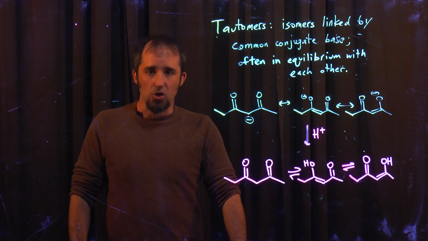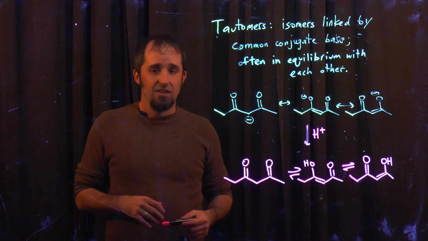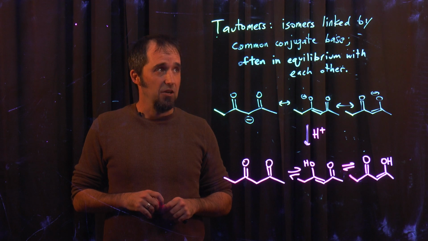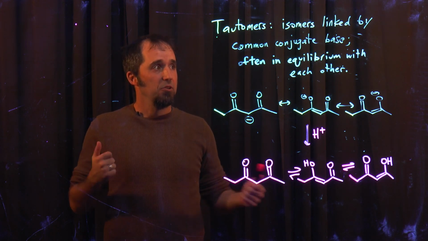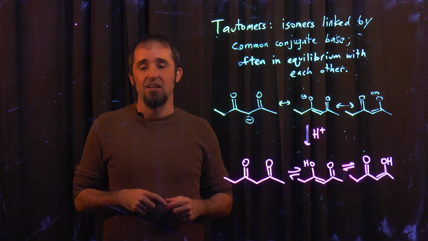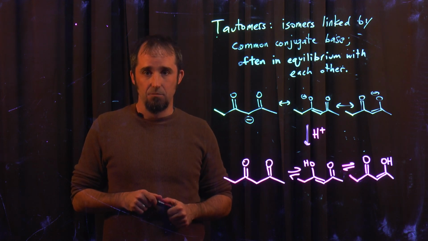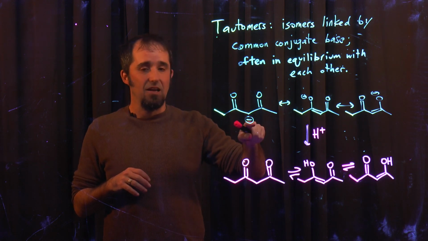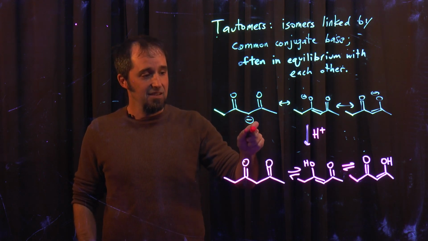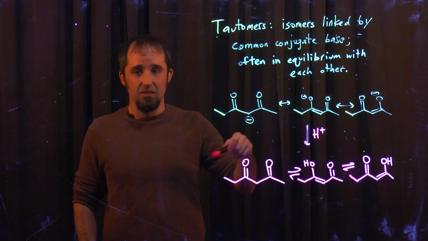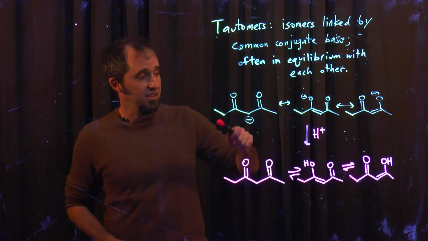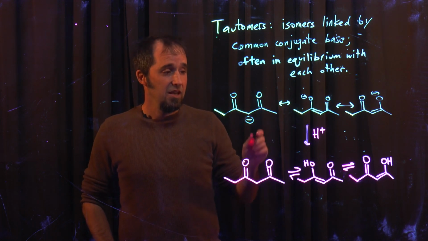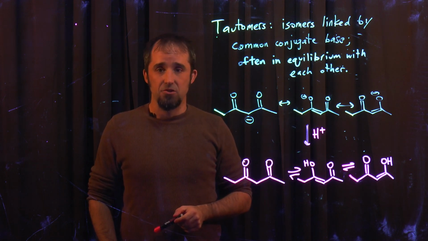Let's talk about tautomers. Tautomers are really important in biochemistry, nucleic acids, and lots of different stuff. Tautomers are isomers, but they're linked by a common conjugate base, and they're often in equilibrium with each other. This comes out of our talking about this really stabilized conjugate base. If I look at this, we said that these protons in the middle are pretty acidic because I can spread that charge across a pretty big space, like 5 atoms. And all 3 of these are resonance structures of each other.